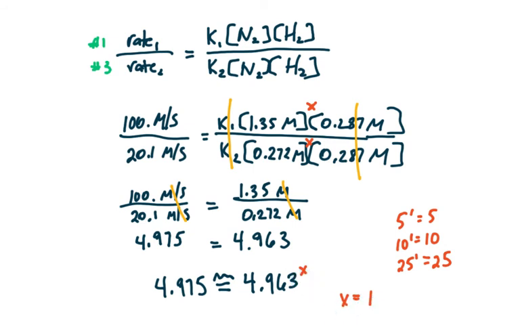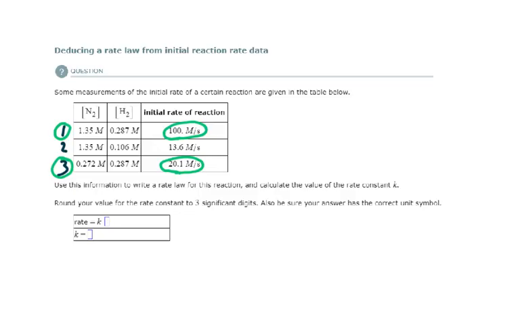It must be to the first power. So that means that N2 is in the first order. X is equal to 1. So N2 is in the first order. Okay, we've got our first bit of information for the rate law. Let's find the order that H2 is in.